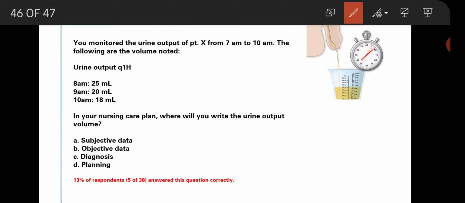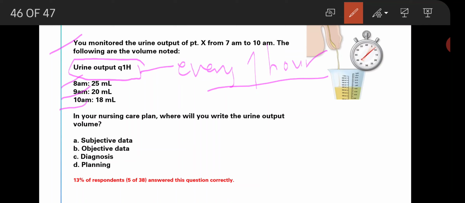Now next, this is from one of the questions in the remedial quiz. So you monitor the urine output of patient X from 7 a.m. to 10 a.m. The following are the volumes of the urine output. We have 8 a.m., 25 ml, 9 a.m., 20 ml, 18 ml for 10 a.m. By the way, urine output Q1H means urine output every 1 hour. So you need to measure the urine output of the client every hour.